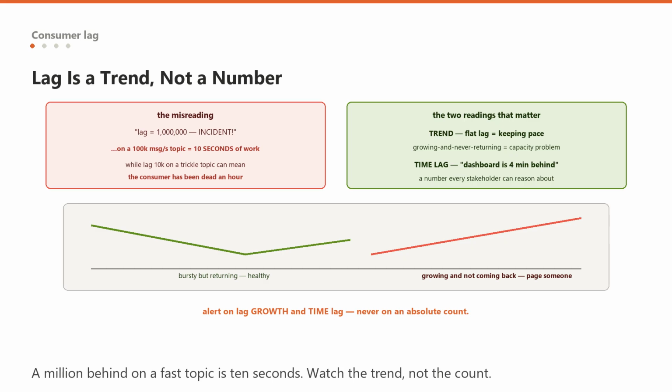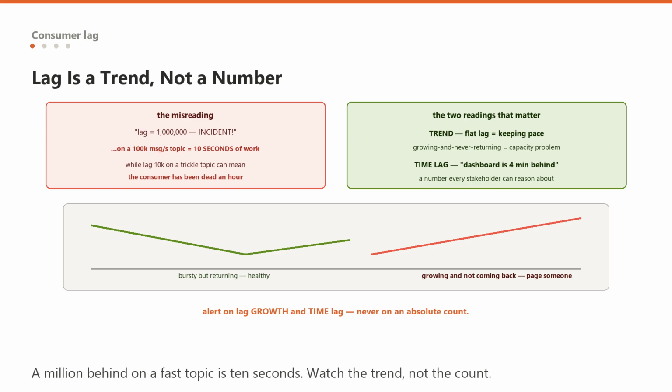Concept 7. The metric that tells you if any of this is working. Consumer lag is the distance between the last message written and the last message your group has processed. It is the single most important health metric in a Kafka system, and the most misread. Here is the misreading. Someone sees lag of 1 million and declares an incident.